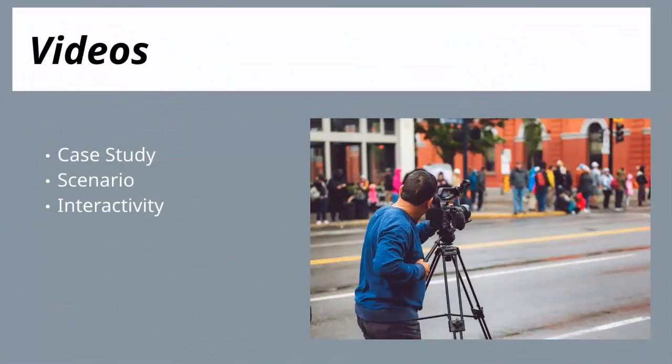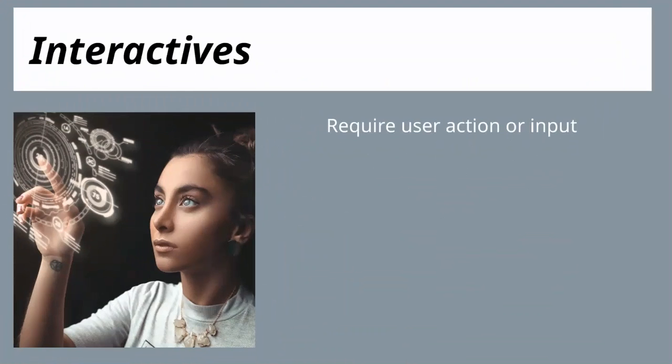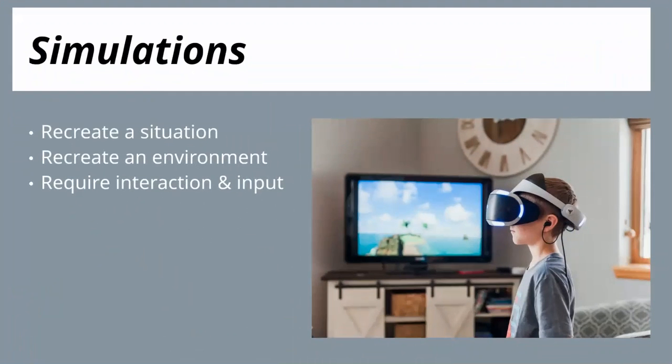Videos can be based on a case study or a scenario, and they may include motion graphics or even interactivity such as video quizzes. The interactives category is a pretty big bucket, and we use the term loosely. At the most basic level, interactives refer to multimedia pieces that require user action or input. Simulations recreate a situation or an environment and require both interaction and input from the end user.